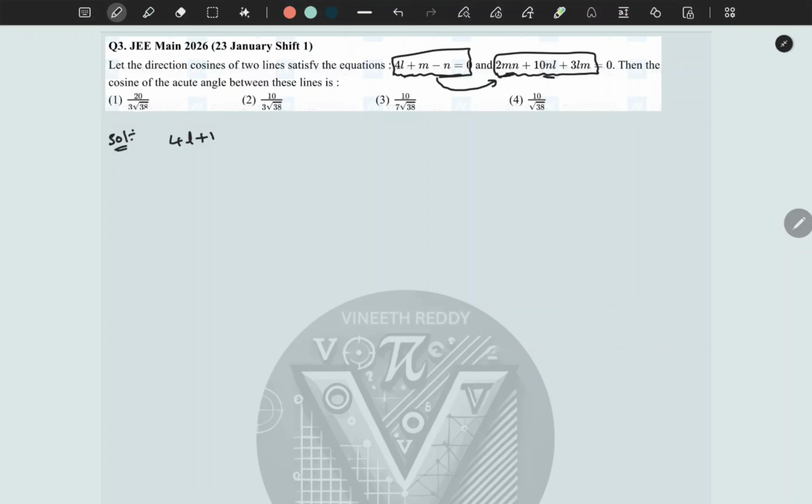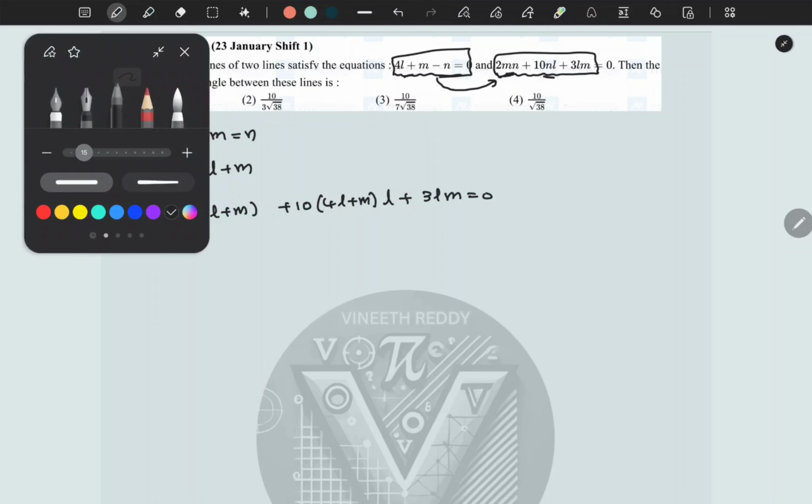So 4l + m = n. Can we write it like that? So n = 4l + m. We will substitute this in the second equation, 2mn + 10nl + 3lm. In place of n we write 4l + m, so 2m(4l + m) + 10(4l + m)l + 3lm = 0.